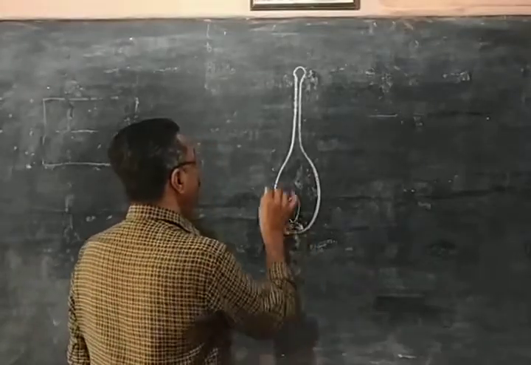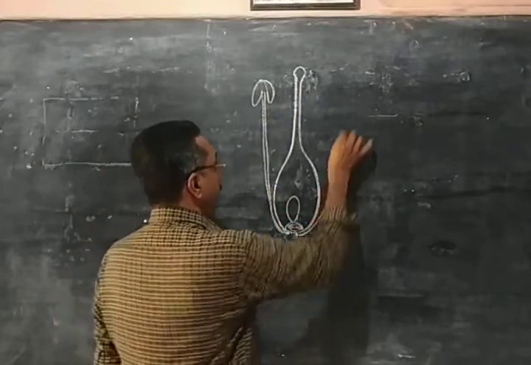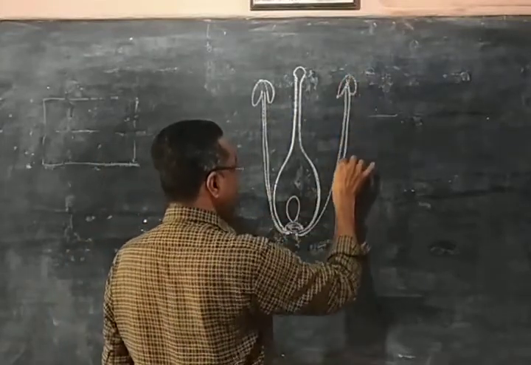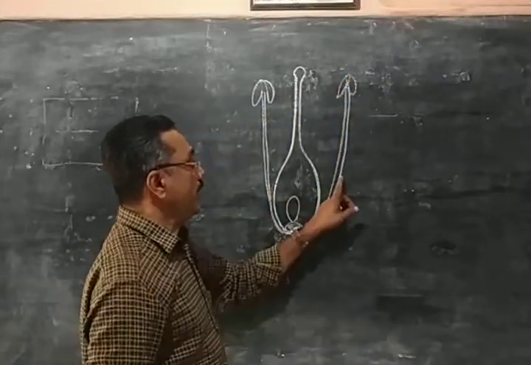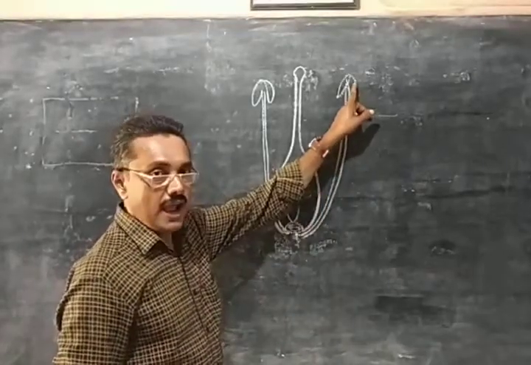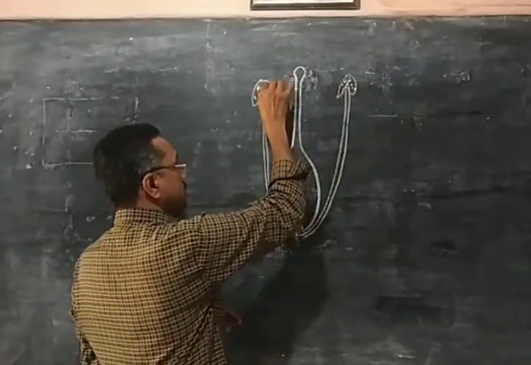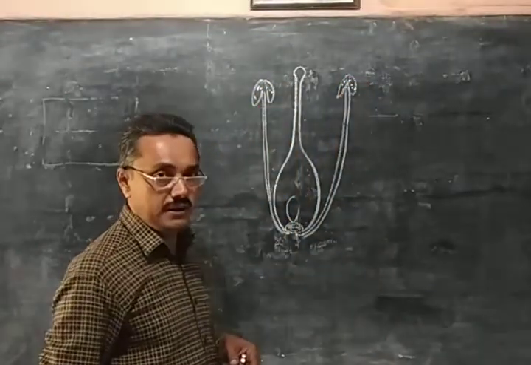Next, outer to that there is the male part of the flower called androecium. It is made up of stamens, and each stamen consists of an elongated stalk-like part called filament. At the tip there is an anther. Inside the anther there are microsporangia, and pollen grains are present. So this is the main part of the flower called androecium.